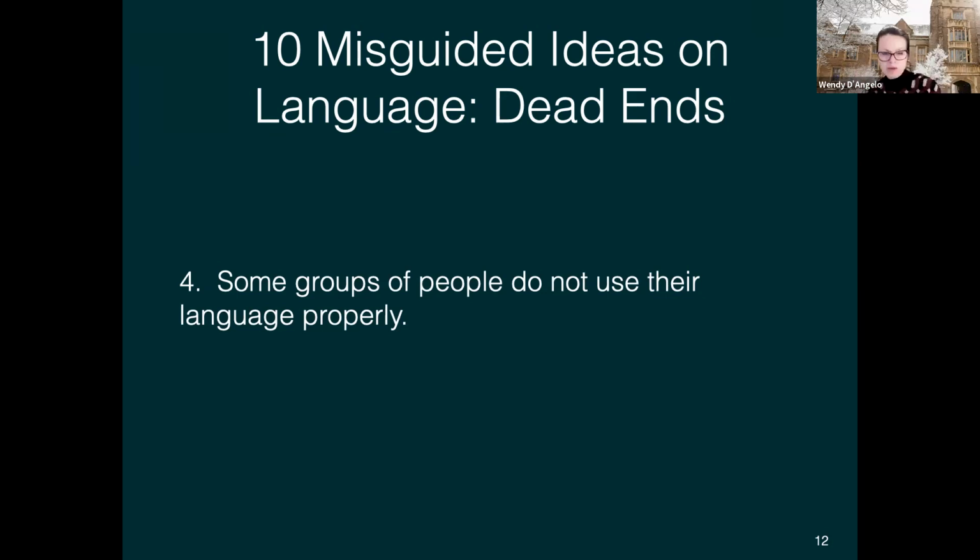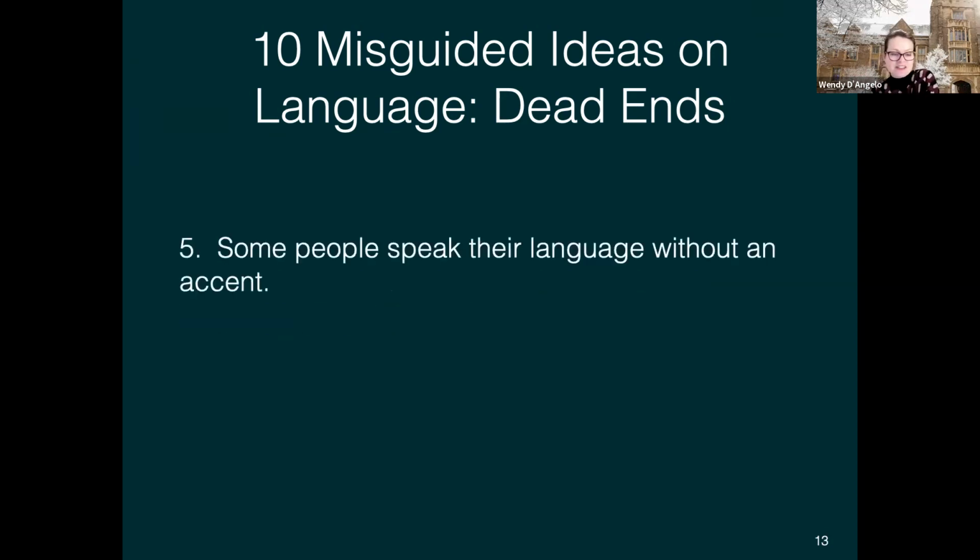Okay, so again, if you have other examples or questions about that, by all means, write them down and we can hear what you have to say about that. Let's look at the next dead end. So the next dead end is that some people speak their language without an accent. I've heard this before. And interestingly enough, I've heard it more in Italy from Italians than I have here.